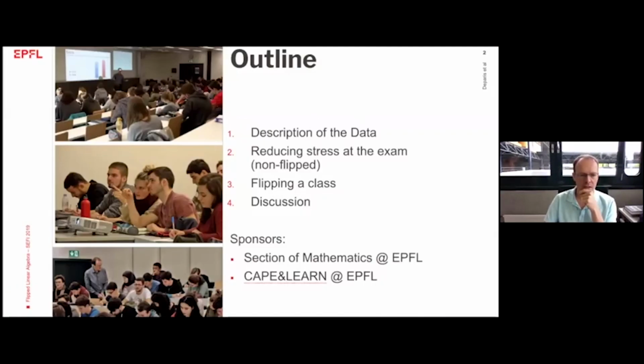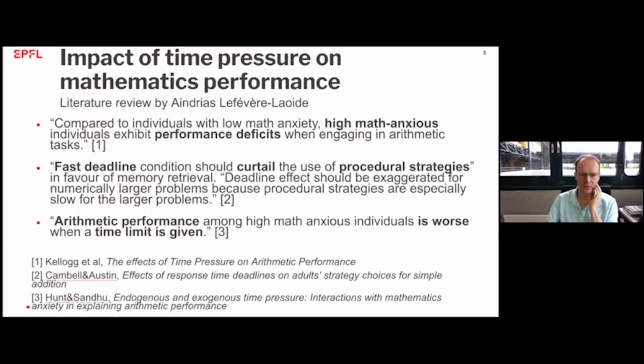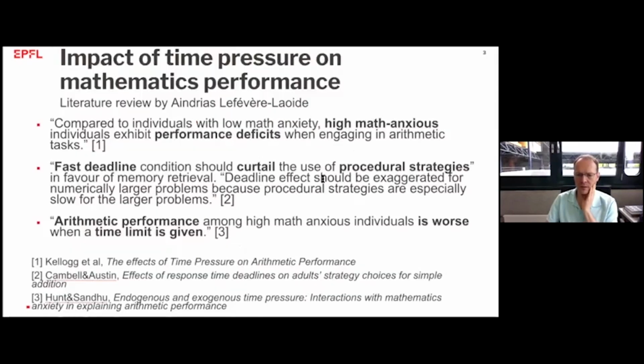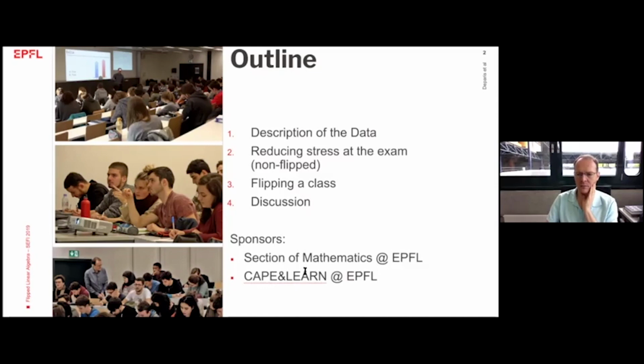So I will first describe quickly the data so that you understand what we are talking about. Then seeing one possibility of trying to help the students, which is reducing the stress at the exam. So as I said, non-flip. Then in the second part, it will be about flipping a class. So what are the results on inclusion when doing a flipped class, and then we will have plenty of time for discussing, because I have something like 20 slides, but really it will be quick, so we will have time. And the sponsors of it are SMA, CAPE, and LEARN.